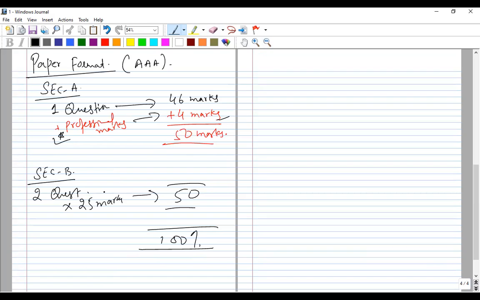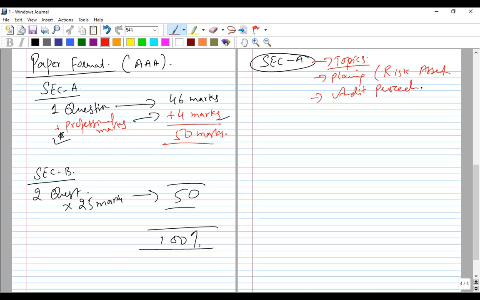Now, what are the examinable contents in section A? In section A, usually the topics covered include planning and risk assessment, audit procedures, ethics, plus some other topics may be possible. What are the other topics? We cannot say. These are the major proportion.